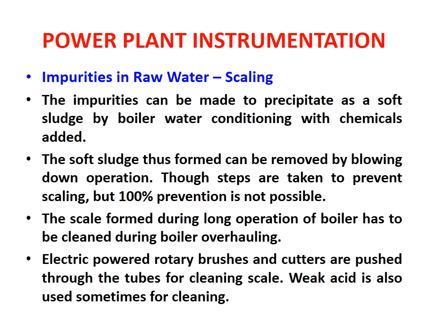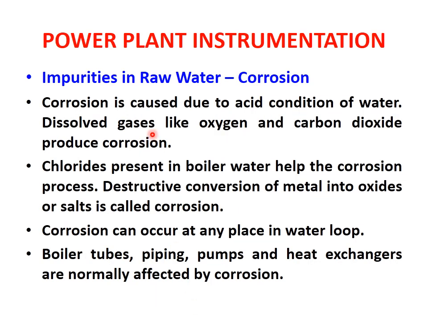If there is some maintenance time taken by the other systems, at that particular point these rotary brushes or cutters can be pushed through the tubes of the boiler so that the scale formation can be removed from time to time. Because if this scale formation is accumulated at a particular point, then it will reduce the life of the boiler. Then second is corrosion.